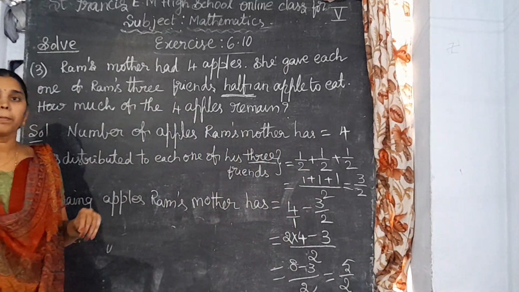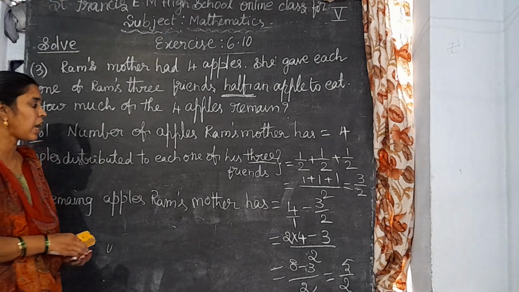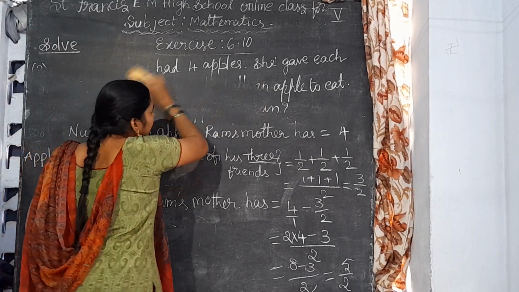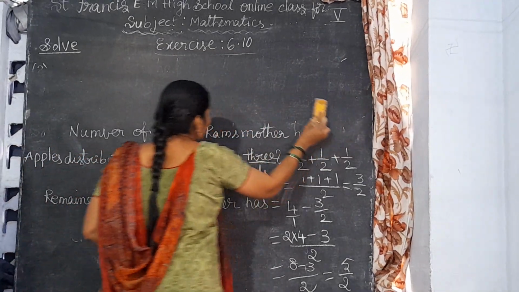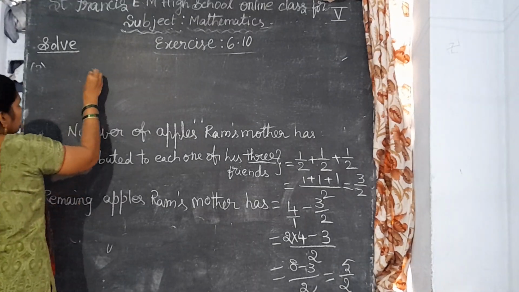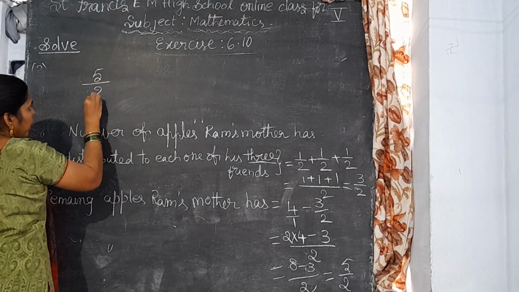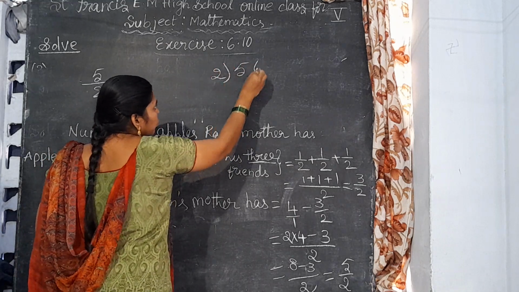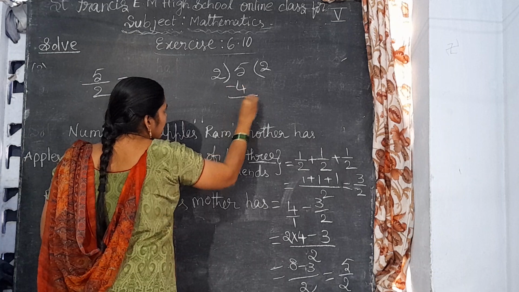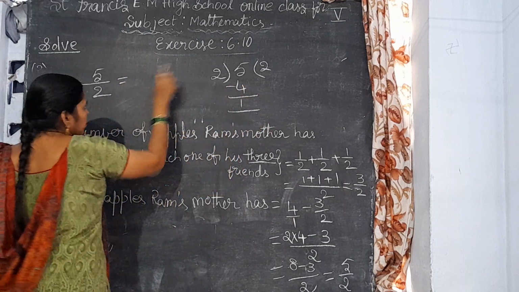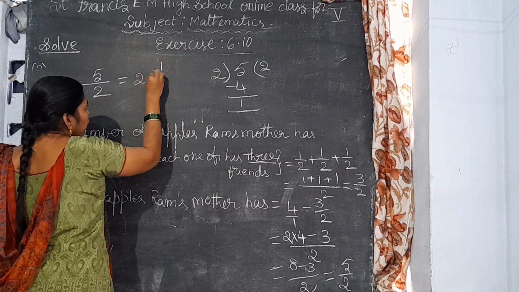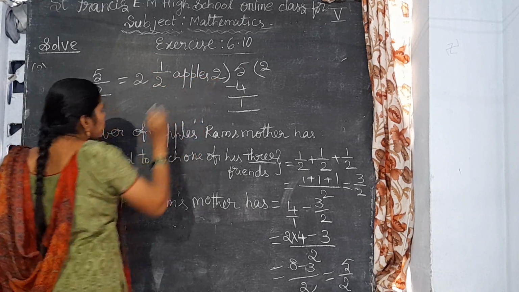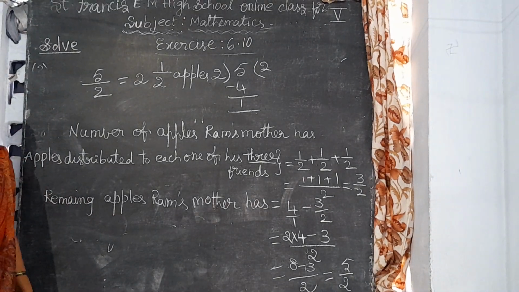This is an improper fraction. You should convert it into a mixed fraction. 5 by 2 can be written as: 5 you should divide by 2. 2 2s are 4. What is the remainder? 1. So this can be written as 2 1 by 2 apples. How many apples are remaining? 2 1 by 2 apples. Okay.